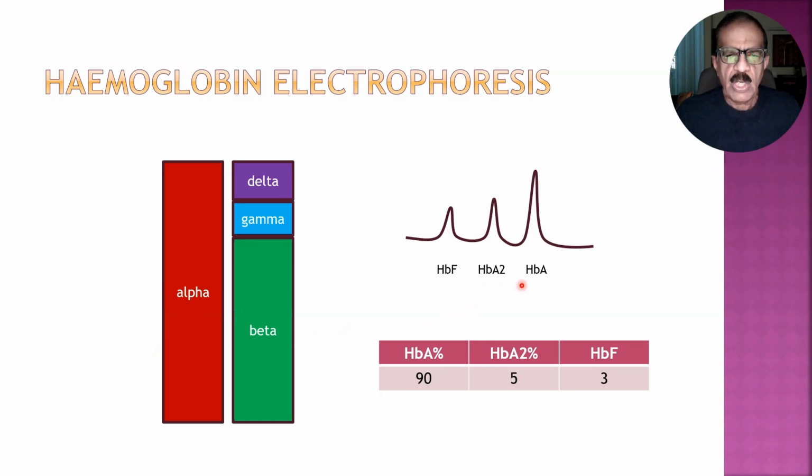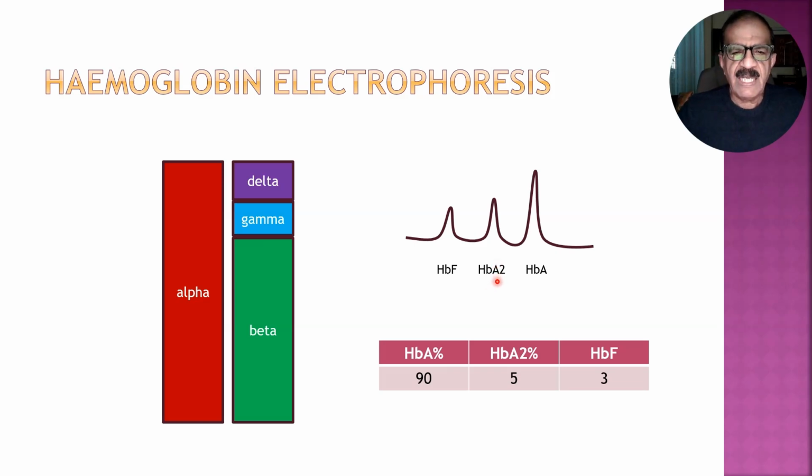equal. So in this electrophoresis, you have seen that hemoglobin F peak and hemoglobin A2 peak has grown in size, whereas hemoglobin A peak has become smaller. So if this is a picture, hemoglobin A2 has increased, hemoglobin F has increased, and hemoglobin A has reduced. So this will give you the picture of beta thalassemia.